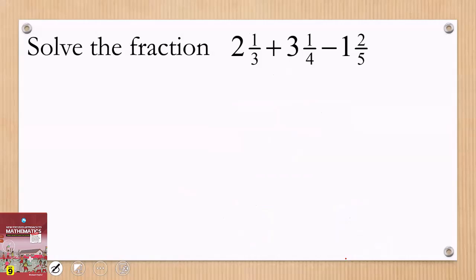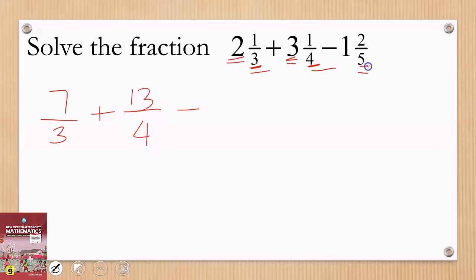Let's take more examples. Now let's see where we bring in mixed numbers. What we do first, one option, is to add all the whole numbers and then deal with all the fractions. For me, I prefer to change all of them into improper fractions so we can take a common LCM for all of them. So I'll start by letting 3 multiply 2 as 6 plus 1, 7 divided by 3. Plus 4 times 3 is 12 plus 1, 13, so 13 divided by 4. Minus 5 times 1 is 5 plus 2, 7, so 7 divided by 5. So then we have this.